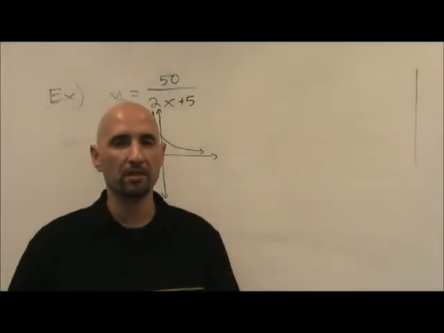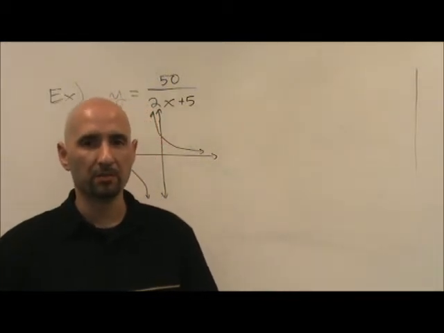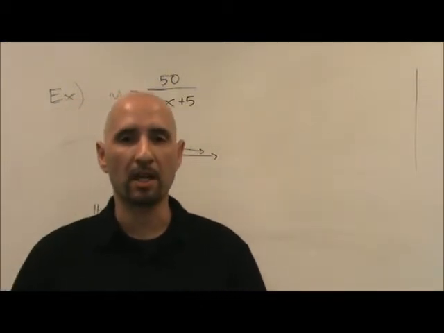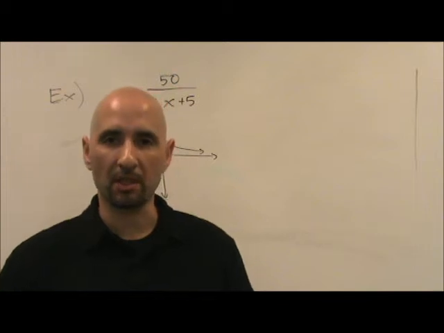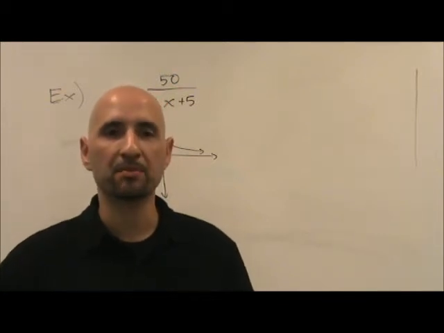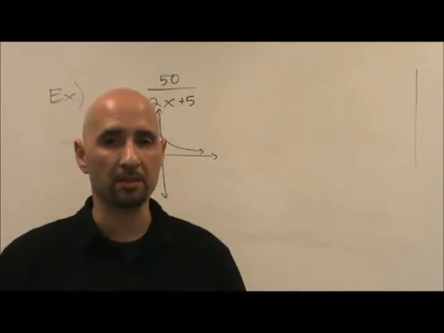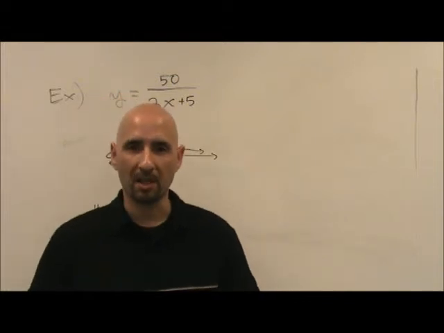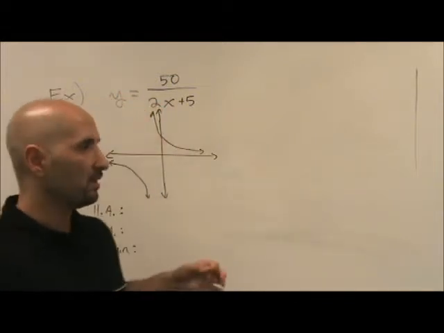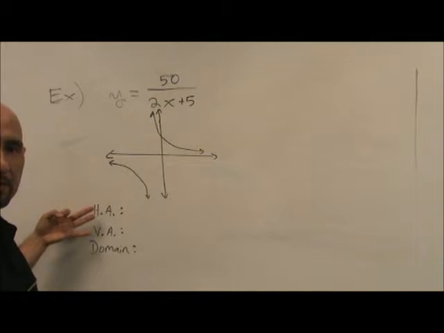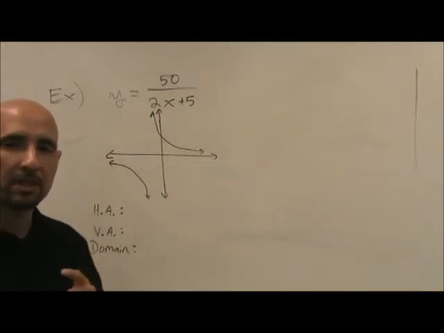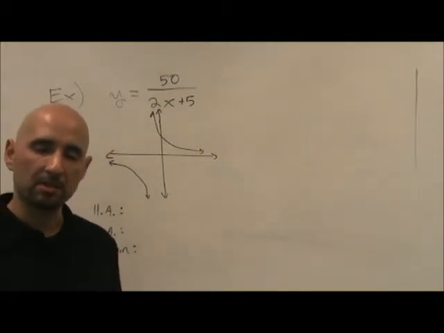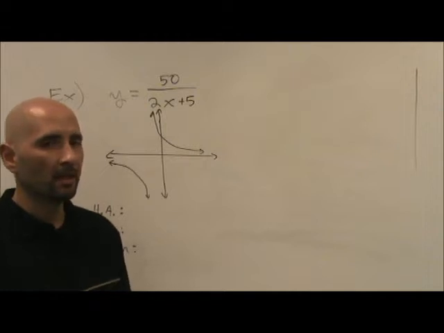Again, the definition of the horizontal asymptote is the horizontal line for which the graph approaches but does not cross. The vertical asymptote is the vertical line for which the graph approaches but does not cross. Let's go after these three items here, the horizontal asymptote, the vertical asymptote, and the domain of this function, which is the center of this section here.